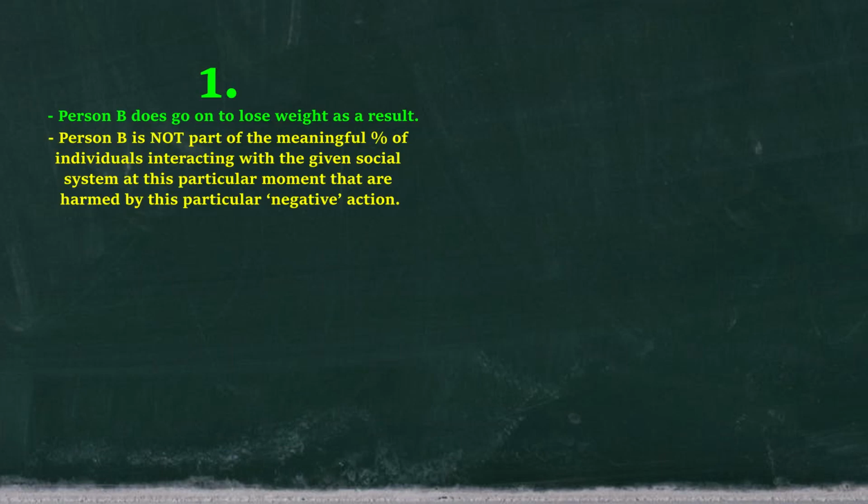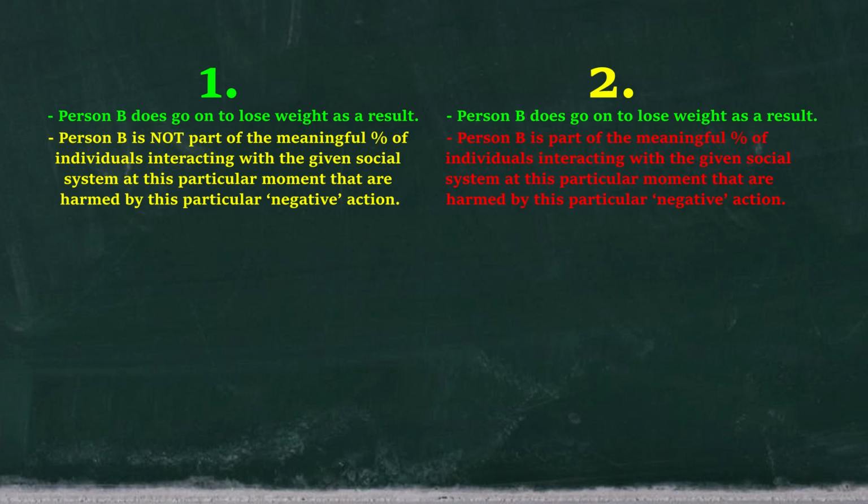The best outcome is as follows. Person B does go on to lose weight as a result. Person B is not part of the meaningful percent of individuals interacting with the given social system at this particular moment that are harmed by this particular negative action. The next best outcome is this. Person B does go on to lose weight as a result, but person B is part of the meaningful percent of individuals interacting with the given social system at this particular moment that are harmed by this particular negative action.